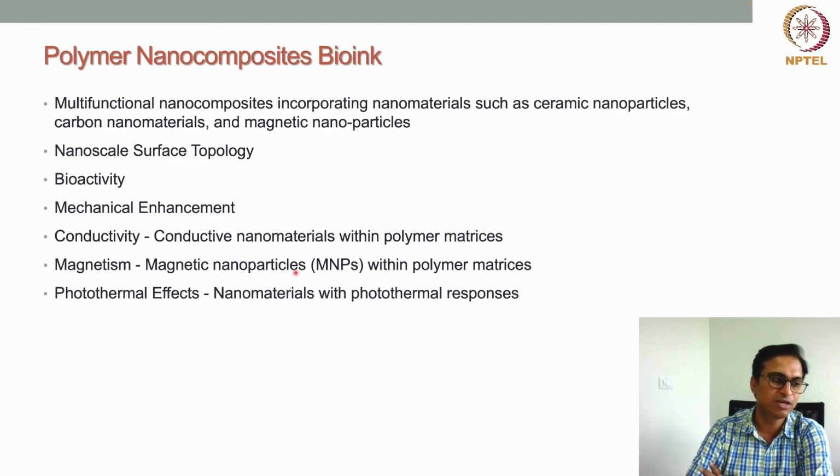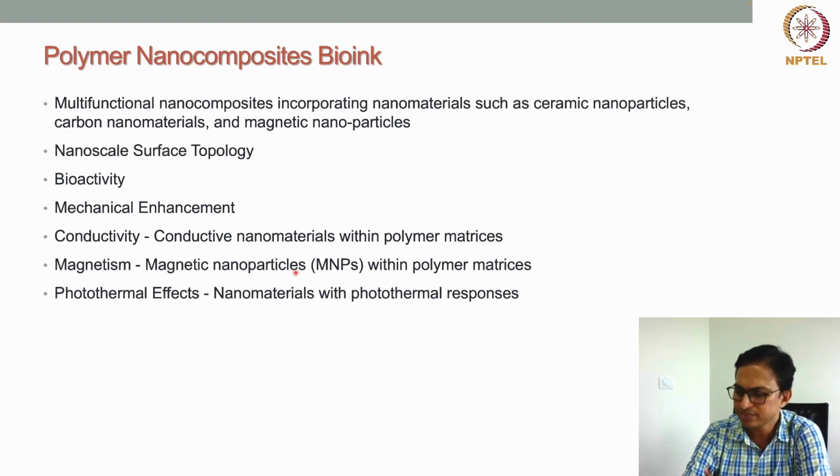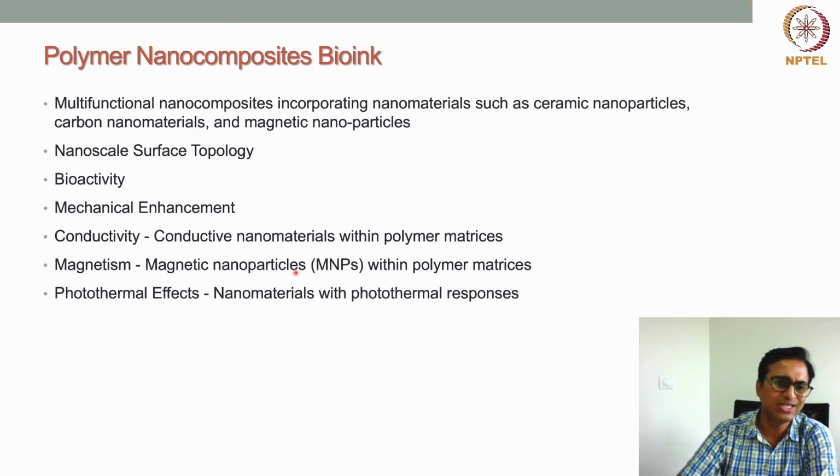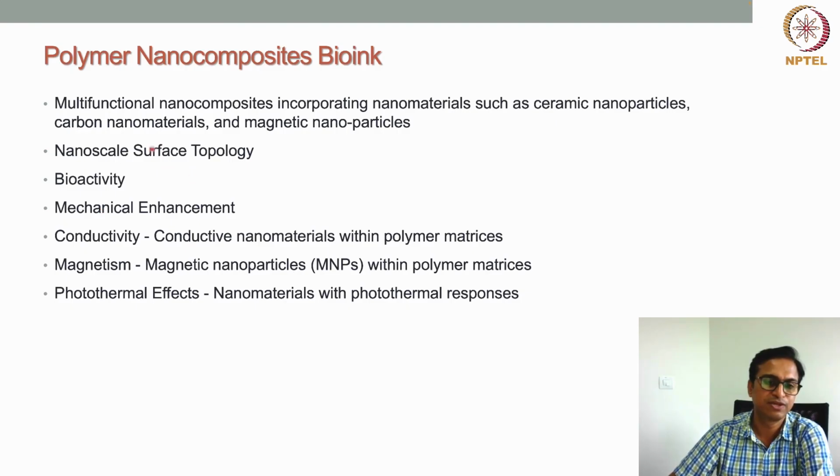Other than this, the photothermal effect can also be used for killing cancer cells. Suppose we incorporate these nanomaterials within a Bioink and the structure is made. It can be put into the cancerous tissue zone, and when the light is turned on, it can eliminate the cancer tissue by photothermal effects. So all these different functions are possible because of nanocomposite Bioink.